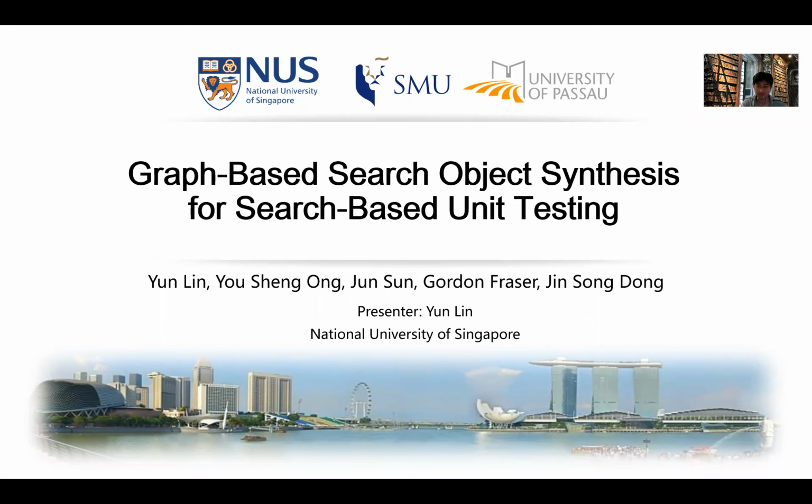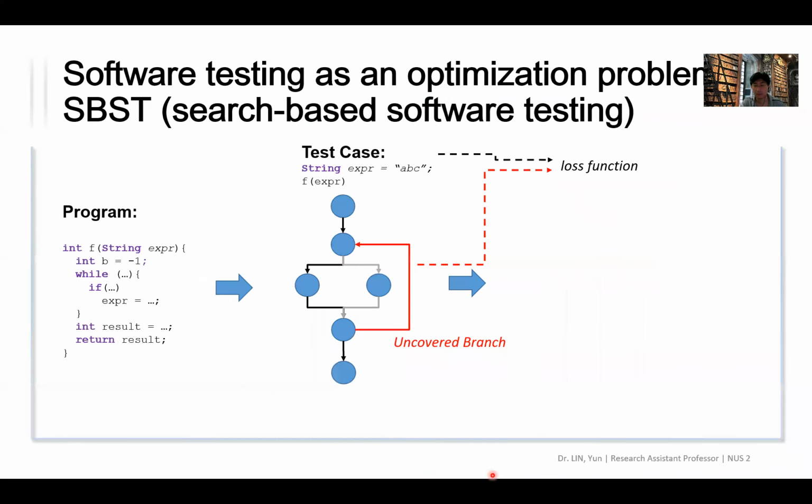In this talk, I will introduce our work to improve search-based testing with our object synthesis technique. Search-based software testing, or SBST, considers automated software testing as an optimization problem. Here, the goal of SBST is to generate test code to cover as many program branches as possible with a limited budget. Given an uncovered branch in a test case, by defining loss functions to measure how far the test case is from covering the branch, we can gradually mutate and evolve the test case to cover the branch by minimizing the loss function.